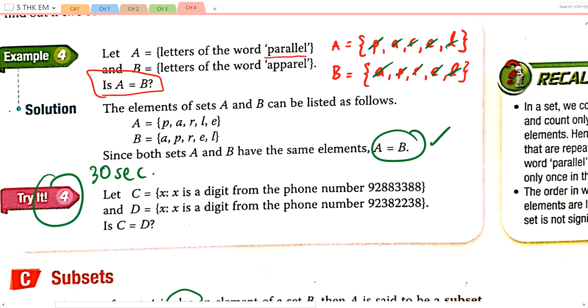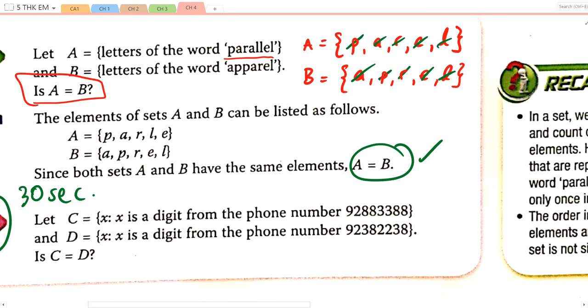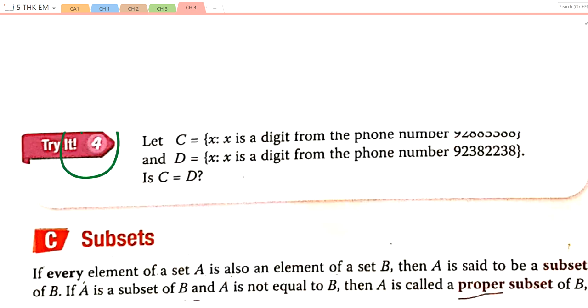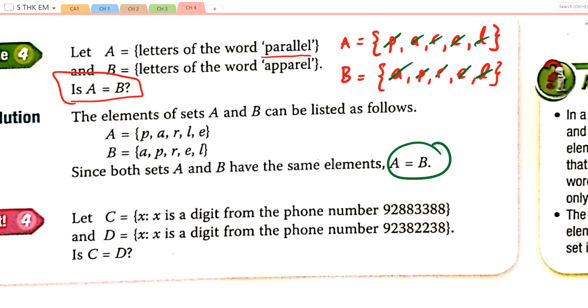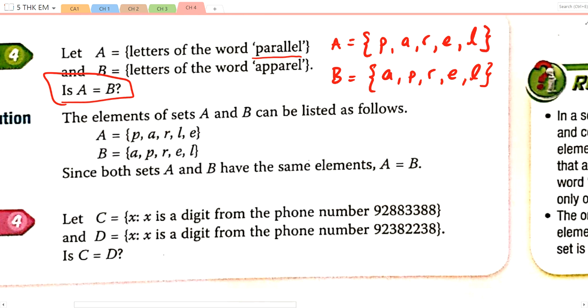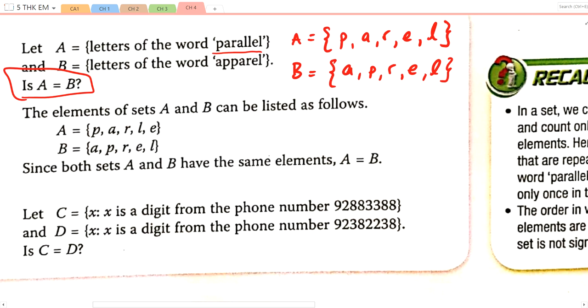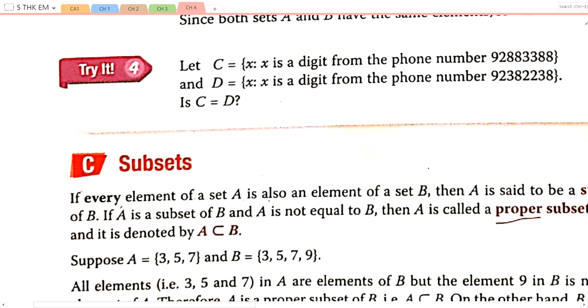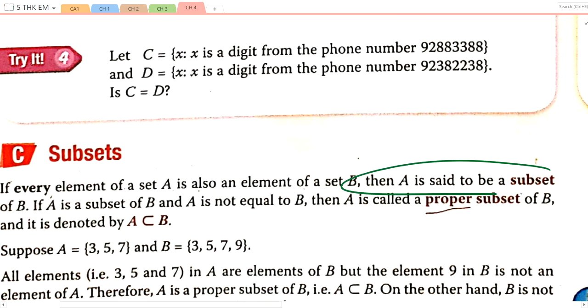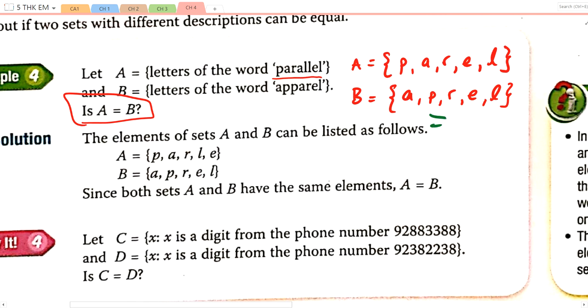Okay. In example 4, we've got all these elements of A, and inside B we've got all these elements of B. We see that all the elements of A were found in elements of B already. So based on this definition, we say that A is a subset of B.